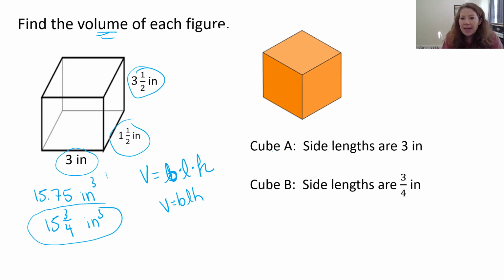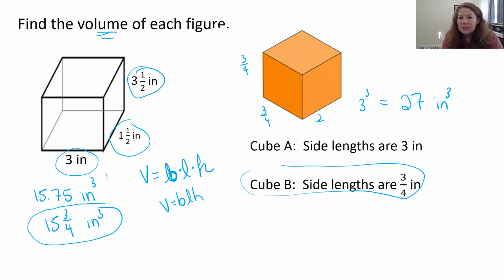All right, so cube A is telling me this is a cube, which means all of the sides are the same dimensions. So if all 3 sides are 3, 3 times 3 times 3, basically I'm just cubing 3. That's why it's a cube. 3 times 3 times 3 is 27 inches cubed. And then the next one says, what about if all 3 sides are 3/4 inches?